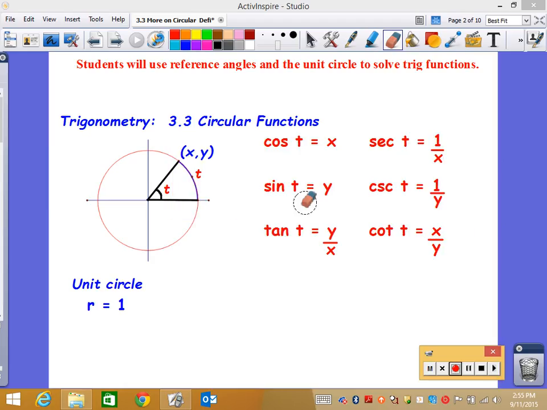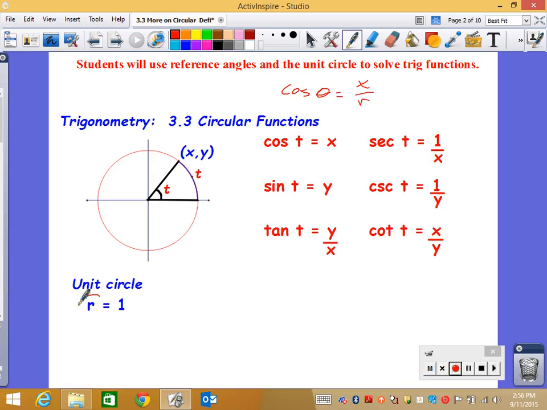Alright, today we're talking about 3.3, or circular functions. If you remember back to chapters 1 and 2 when we defined cosine, sine, and tangent, we defined, for instance, cosine of theta to be the x value over the r value and the sine of theta to be the y value over the r value.